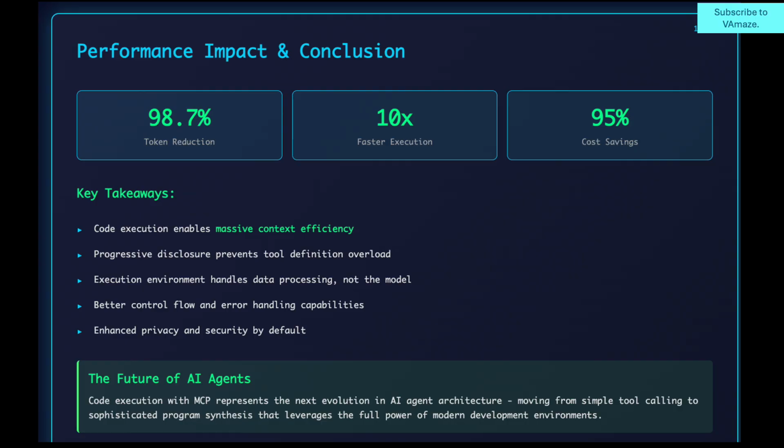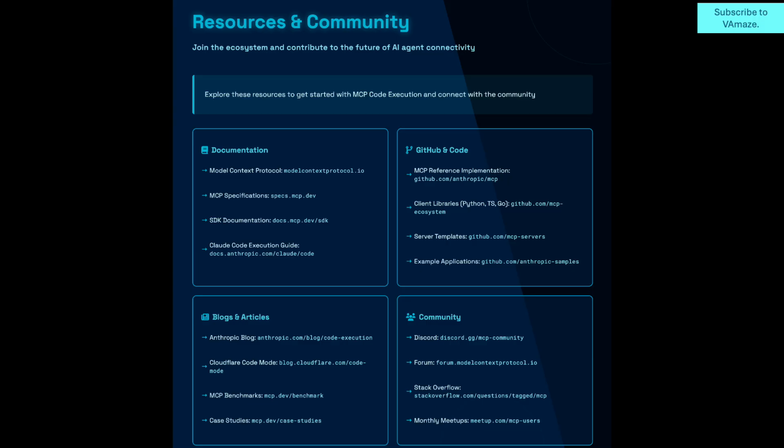Community and resources. Before I wrap up, let me point you to resources if you want to explore this further. The MCP protocol has extensive documentation at modelcontextprotocol.io. This includes specifications, SDK documentation, and guides for building both servers and clients. The MCP GitHub repository at github.com/modelcontextprotocol contains the core protocol implementation, SDKs for multiple languages, and thousands of community-built servers you can use or learn from.